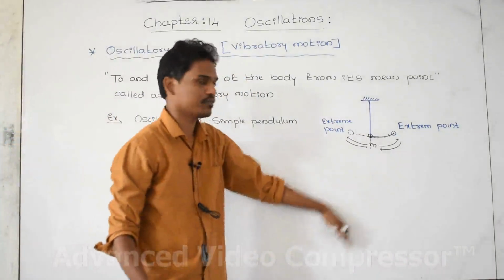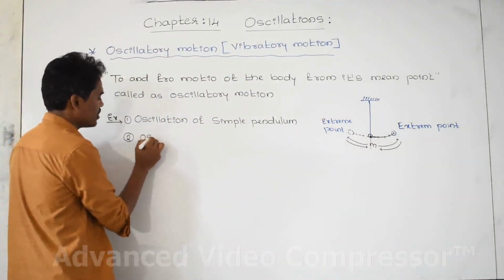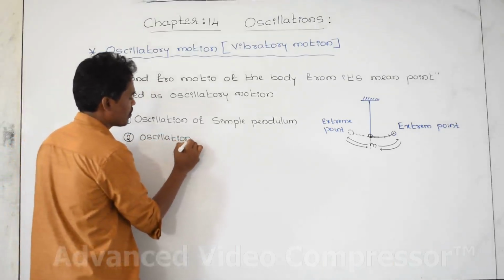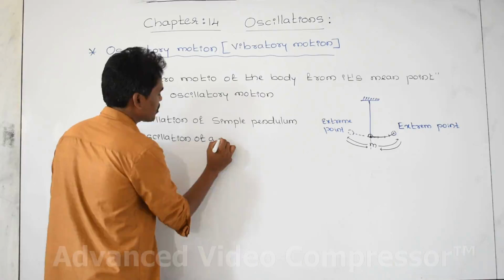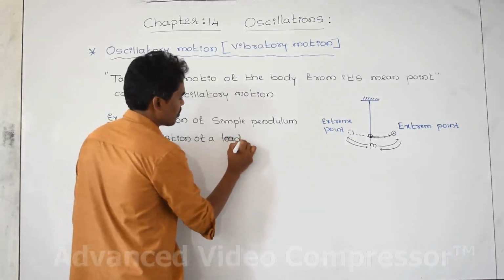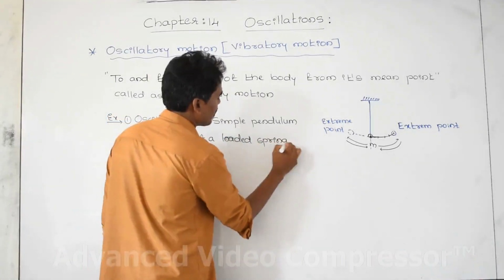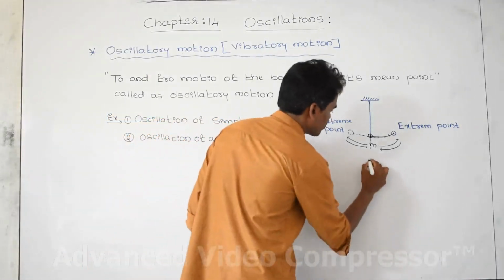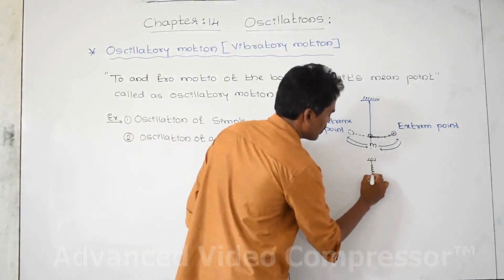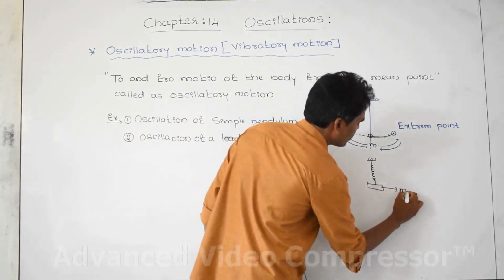This is the example. And what is the second example? Again, oscillation of a loaded spring. Oscillation of a spring, a loaded spring, is also an example of to and fro motion. Let us take, this is a support, and this is the spring, and this is the object, and this is the mean point.